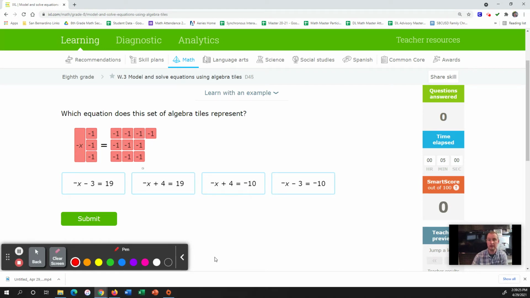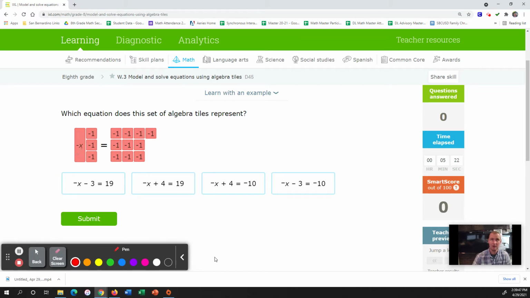Today we're working on IXL W.3, model and solve equations using algebra tiles. What this IXL module is going to do is ask you to identify the equation from the algebra tiles. Then eventually it's going to ask you to switch, where you're going to go ahead and create the equation from the tiles. All right, let's take a look and see how this one works.